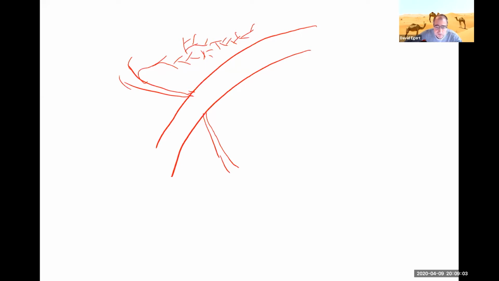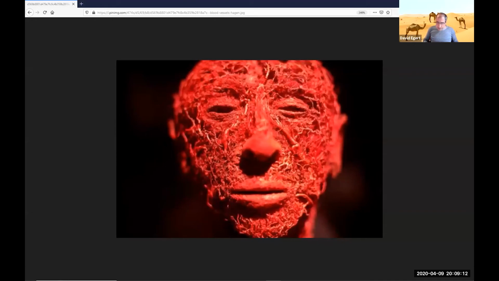One of the preparations that he does, this is like somebody's face where they have injected the arteries with red plastic. So this is like if you just injected your blood vessels with plastic and then dissolved away everything else. This just kind of gives you a sense that you've got blood vessels getting everywhere. Like I mentioned, you've got literally 100,000 kilometers of blood vessels to supply every little itsy bitsy part of you.